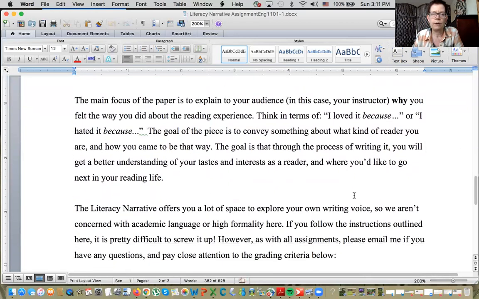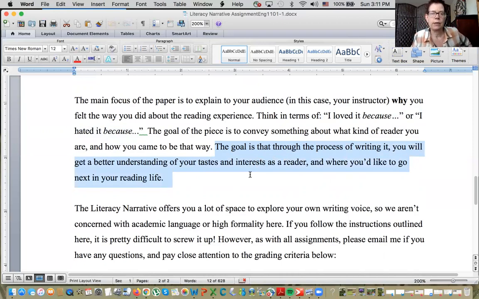So in thinking about what to write about, it's not so much what happens in the book, but how you experienced that reading, why you felt the way you did. So think in terms of, I loved this book because, or I hated it because, right? So in other words, you're getting into your own kind of subjective experience here. The goal of it is that through the process of writing the literacy narrative, you get a better understanding of your tastes and interests as a reader and where you'd like to go next in your reading life.